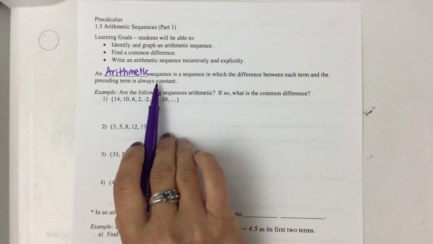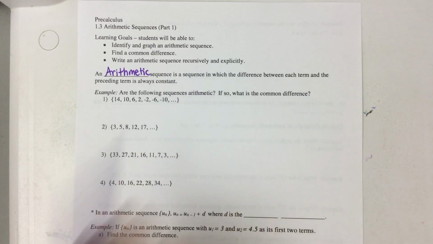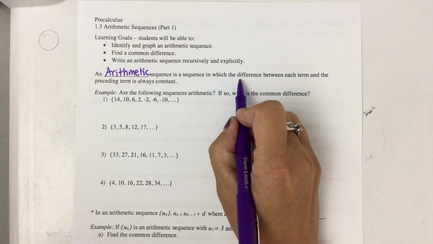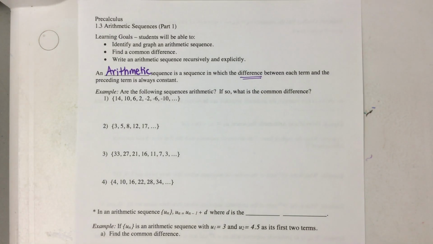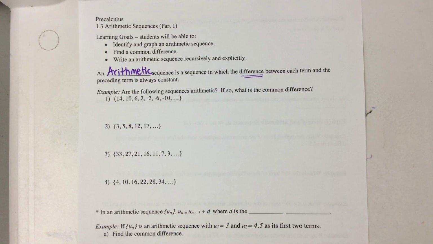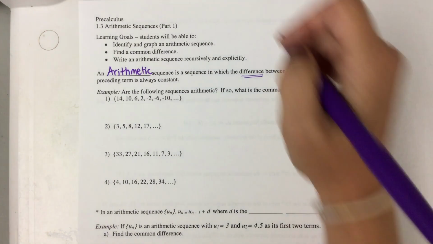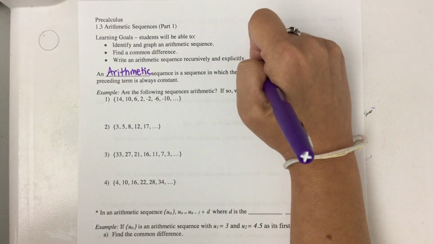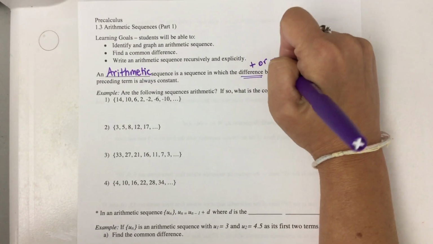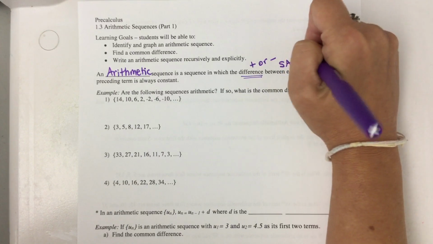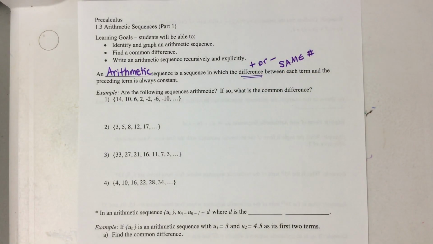Today we are looking at the introduction to section 1.3, which covers arithmetic sequences. Now, an arithmetic sequence is a sequence in which the difference between each term and the preceding term is always constant. Okay, so what we're doing is looking at the difference between each term, meaning, are you adding or subtracting the same number each time? Okay, that's what an arithmetic sequence is.